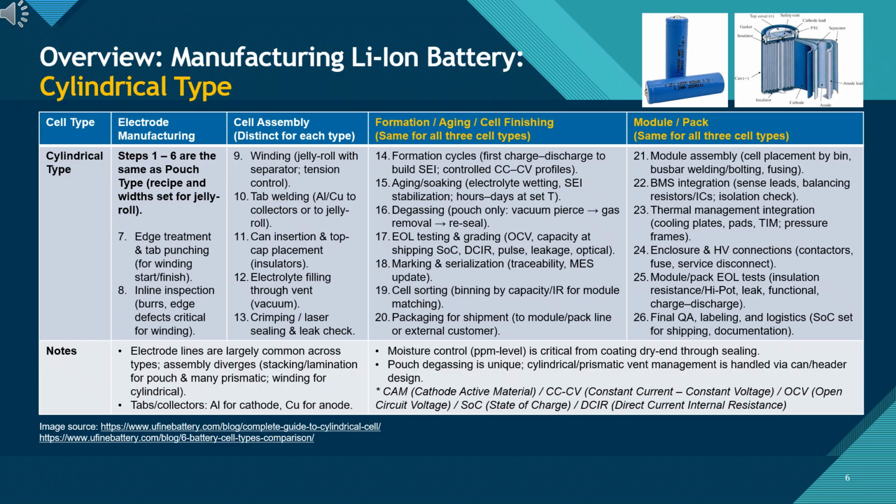The key differences appear in the assembly stage, where the electrode sheets are wound into a jelly roll with careful tension control, inserted into a metal can, laser or mechanically sealed, and filled with electrolyte through a vent. Formation, aging, final testing, and pack level steps are the same across all cell types. The images help visualize the internal structure of a cylindrical cell, showing how the jelly roll, separator, electrodes, and safety components are arranged inside the can.